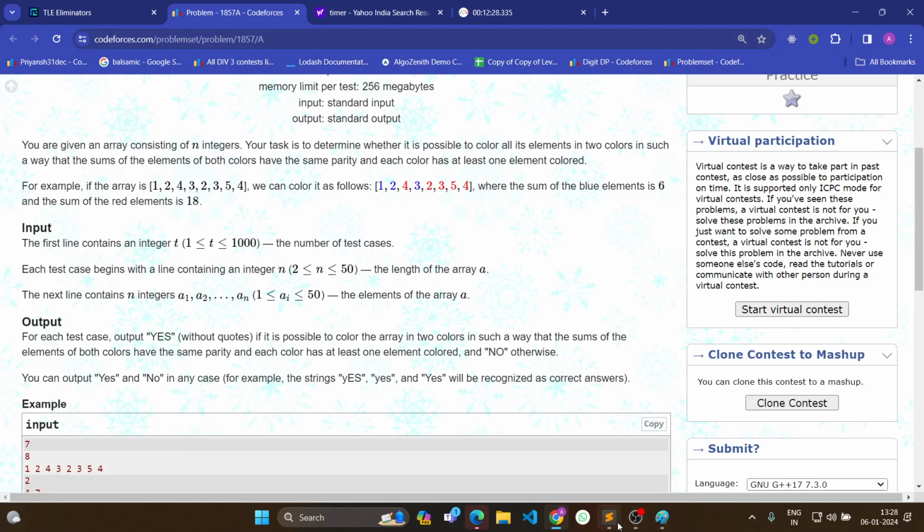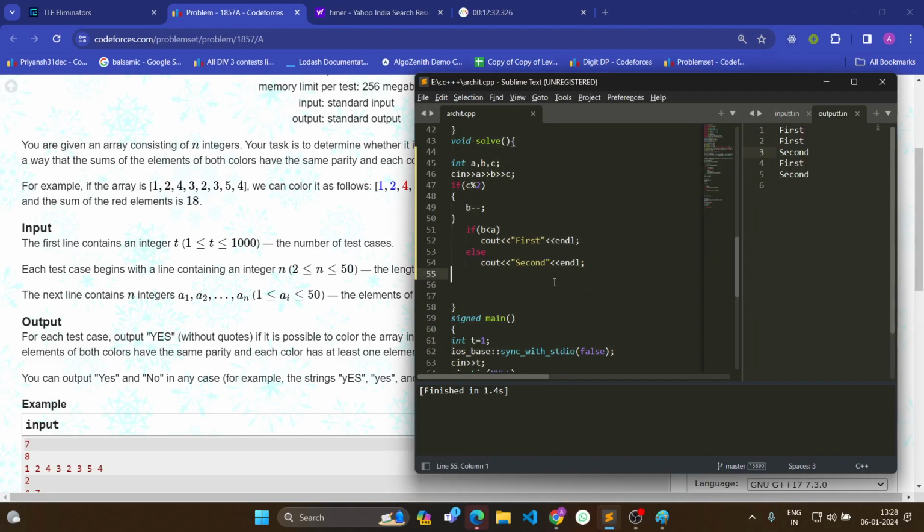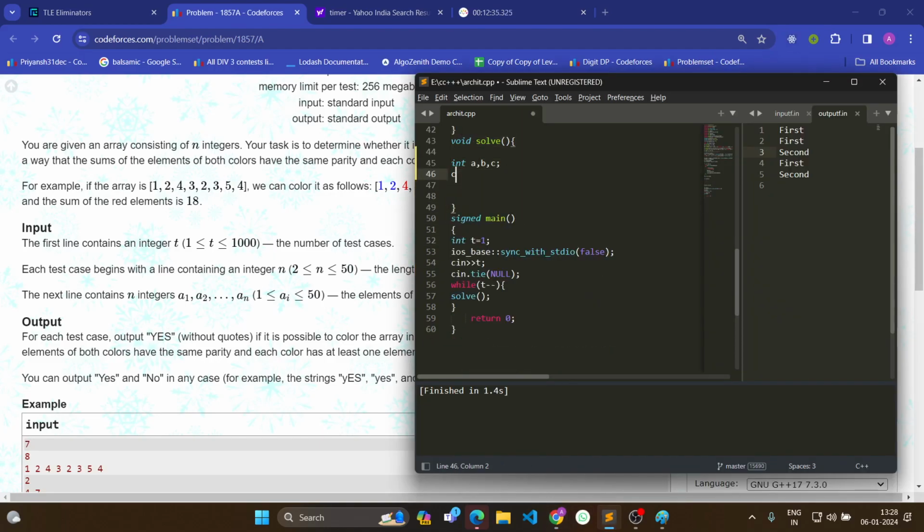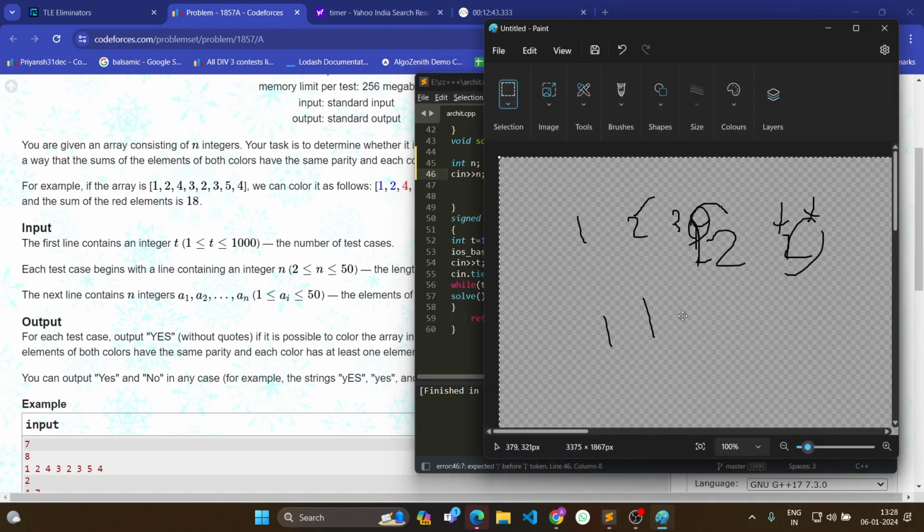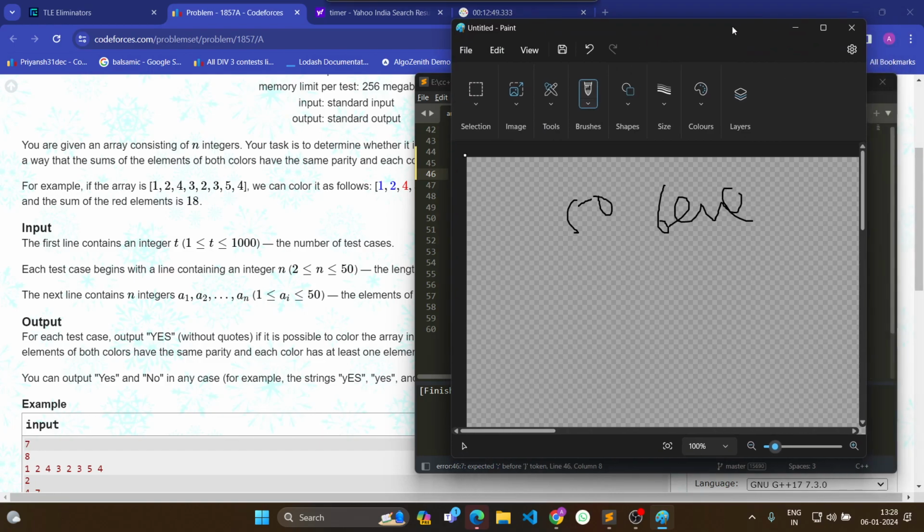So this just boils down to counting the number of odd and even elements. Let me show you what I'm thinking. Let's say I have 5 odd elements and 6 even elements. In that case, it is possible because I can split this here.